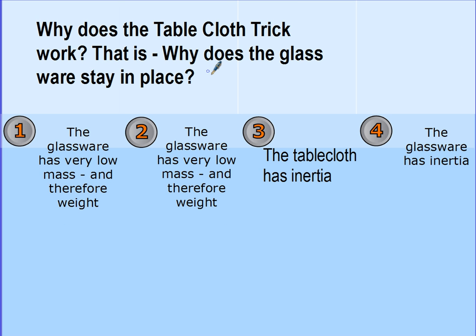Why does a tablecloth trick work? That is, why does your glassware always stay in place? Well, let's see. The tablecloth is pulled out, and the glassware has inertia, and the glassware does not want to move.